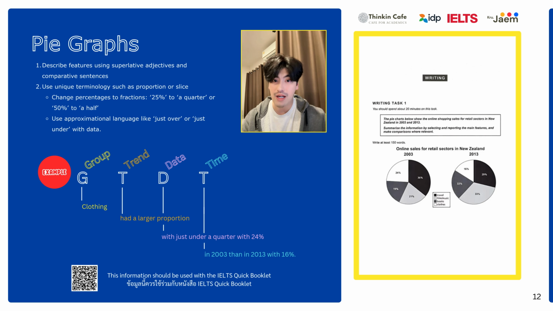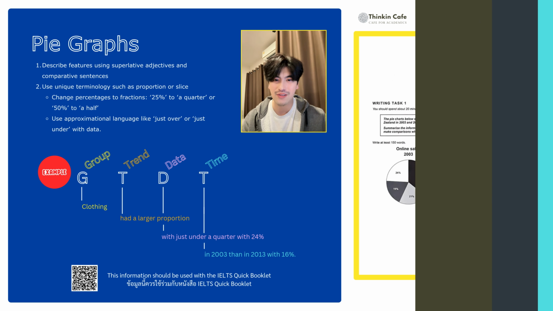Focus on a lot of comparative language, but also make sure you understand a couple of terms such as proportion and slice when you're talking about a group or a category. In addition to that, you also want to be focusing on approximations as well, such as just over a half, just under a half, just under a quarter, just over a quarter, for instance.